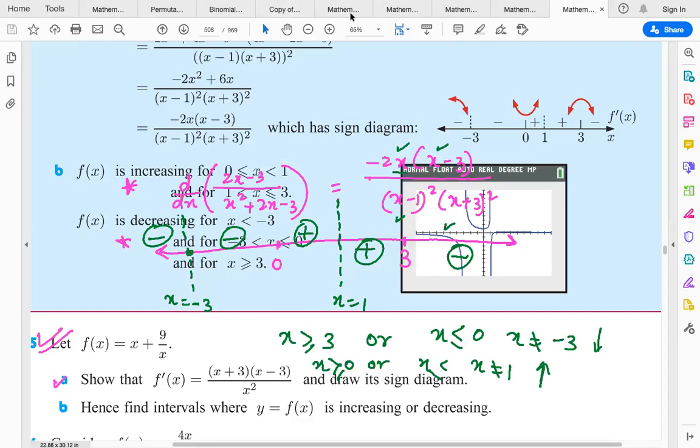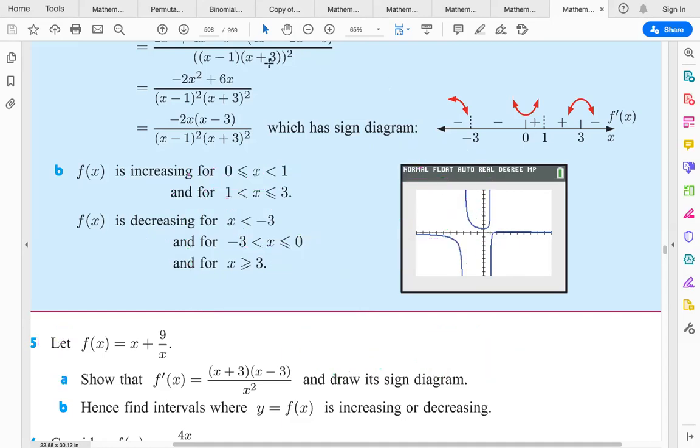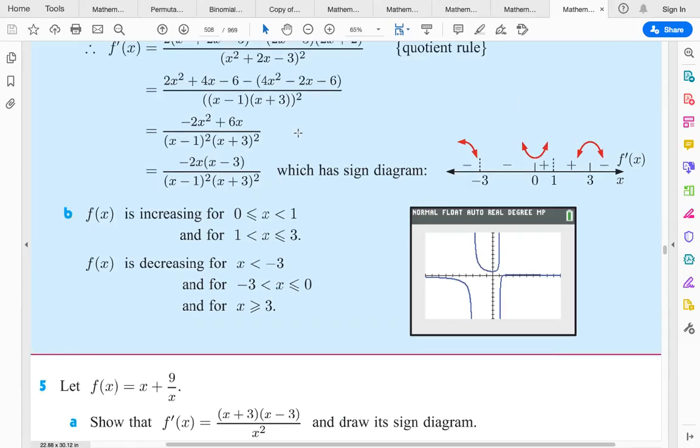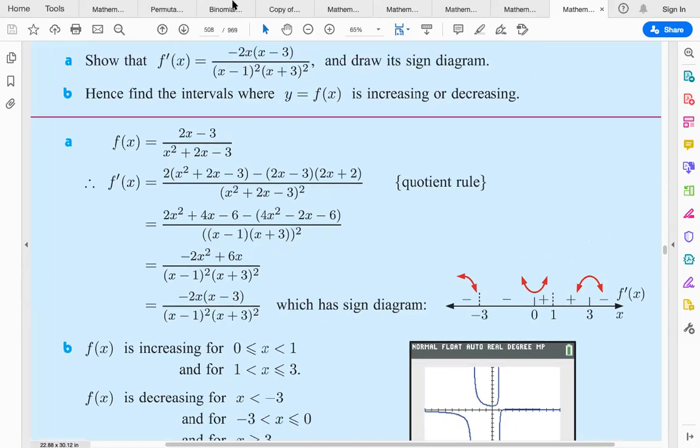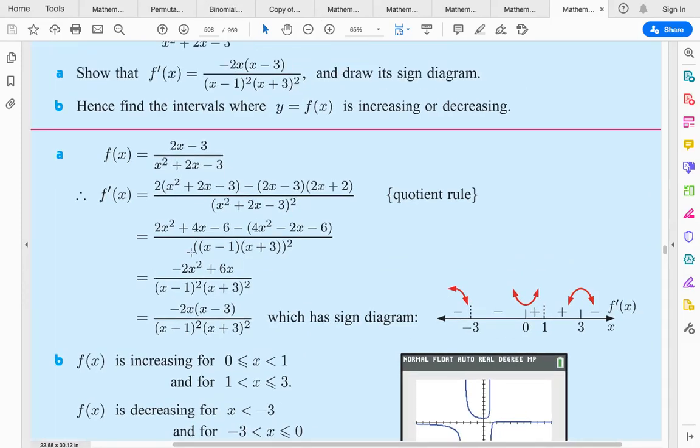So this is how you check and do the questions based on increasing and decreasing functions. And in case you didn't understand how to find the derivative of this question, here is the working for that. You can use this for your better understanding.